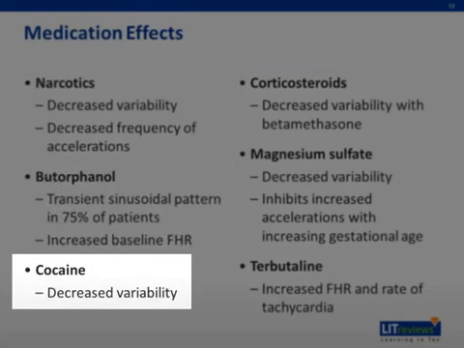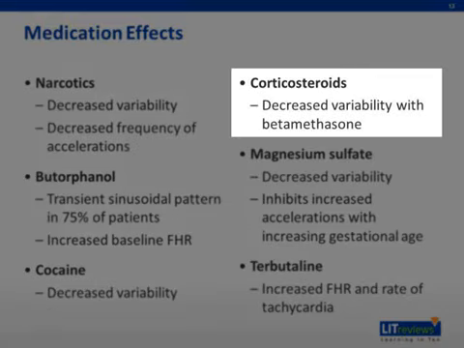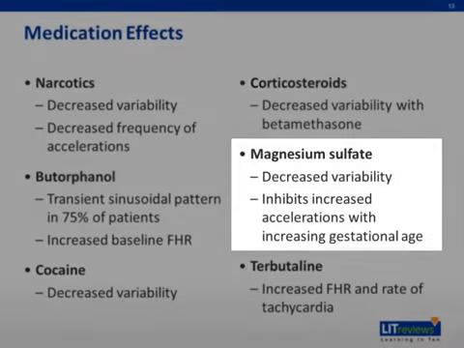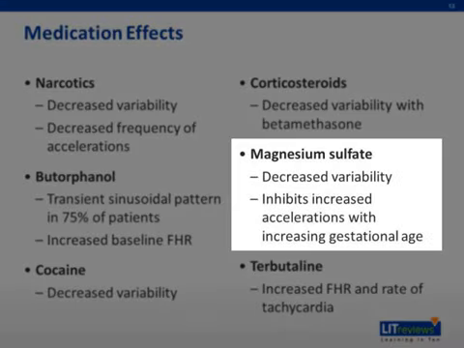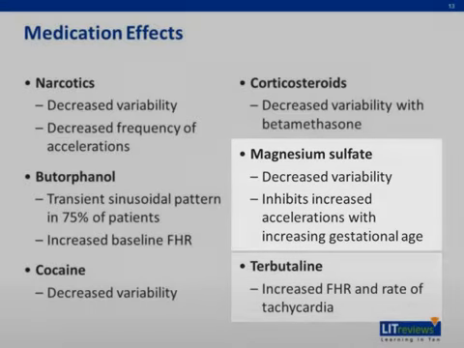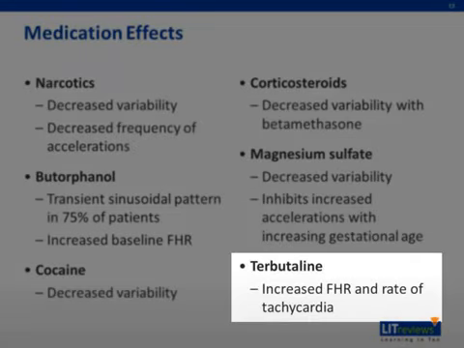Cocaine can lead to decreased variability. Corticosteroids can lead to decreased variability, and effects are seen after 29 weeks of gestational age. This effect returns to normal after day 4 to 7. Magnesium sulfate can lead to decreased variability. It inhibits increased accelerations with increasing gestational age. The decreased variability that is noticed may be a reflection of the gestational age and not the magnesium alone. Terbutaline can lead to an increased fetal heart rate and the rate of tachycardia.